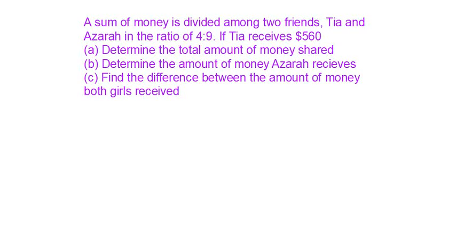And we said that with this 4:9 ratio, we're sharing a certain sum of money, which we don't know, between Tia and Azara. Now, we know how much money Tia receives. So, to figure out how much money we shared in total, we're going to start off by first of all considering our ratio. So, the ratio was 4:9. Right? Tia's share is $560.